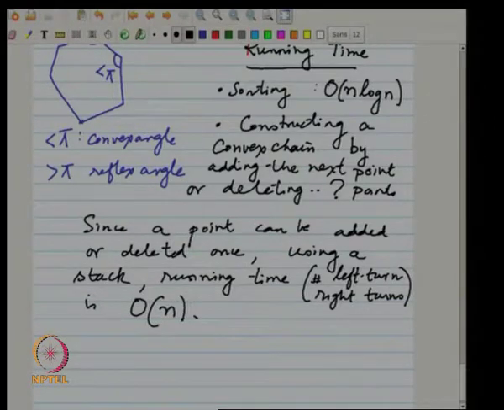So, this particular algorithm goes under the name of Graham scan. The total running time is the sorting time, whatever it takes, plus linear time.